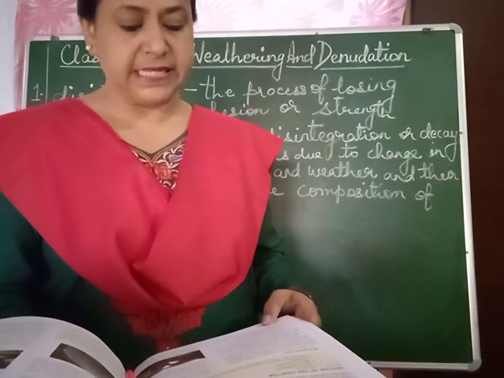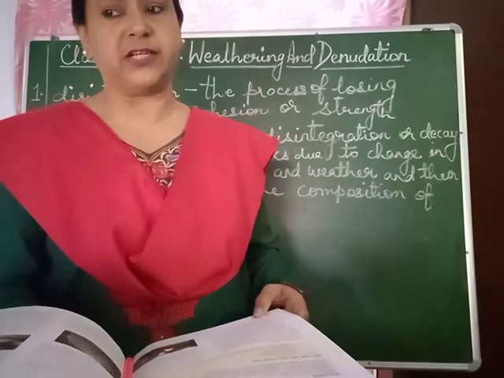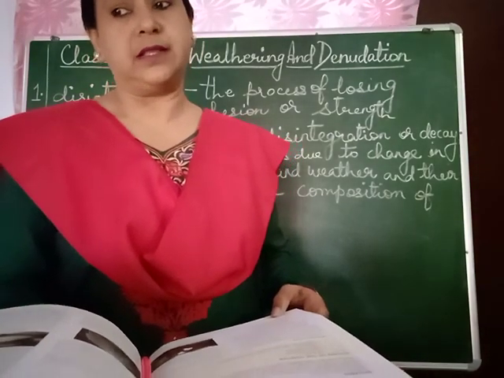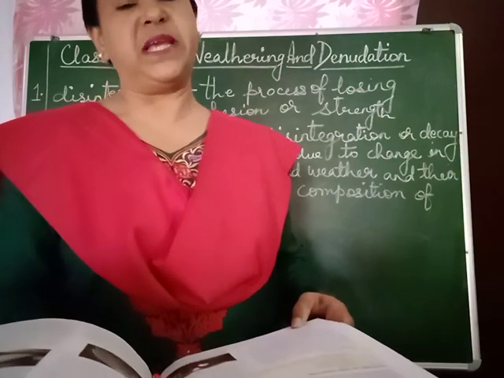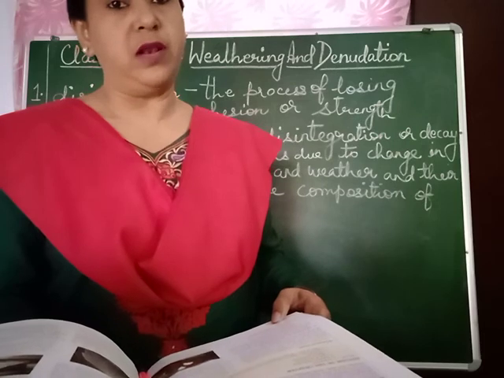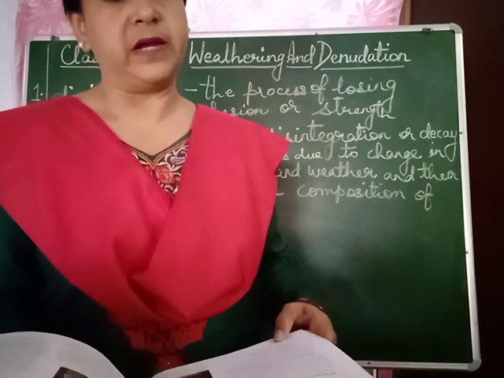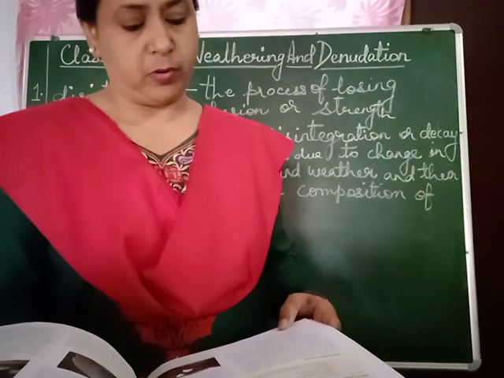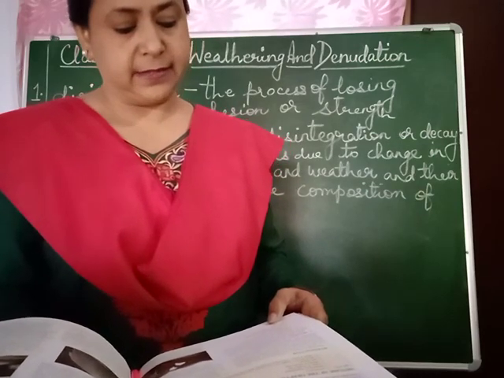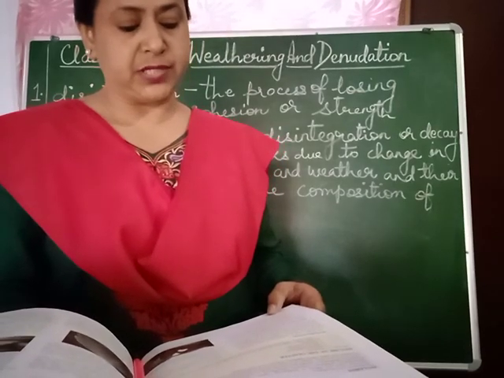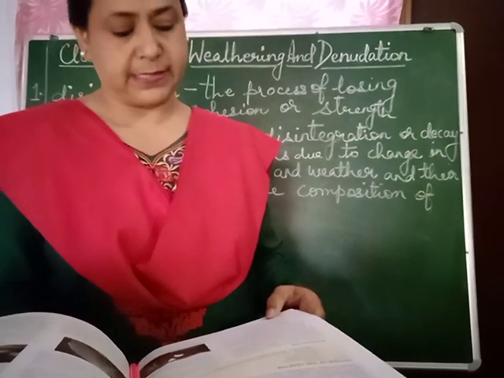Weathering involves disintegration. Children, disintegration means the loss of cohesion or strength, the process of coming apart in pieces, the rocks breaking down into small pieces. That is the meaning of disintegration. And decomposition of rock where they exist. Therefore, it is a static process, whereas denudation is a dynamic process.